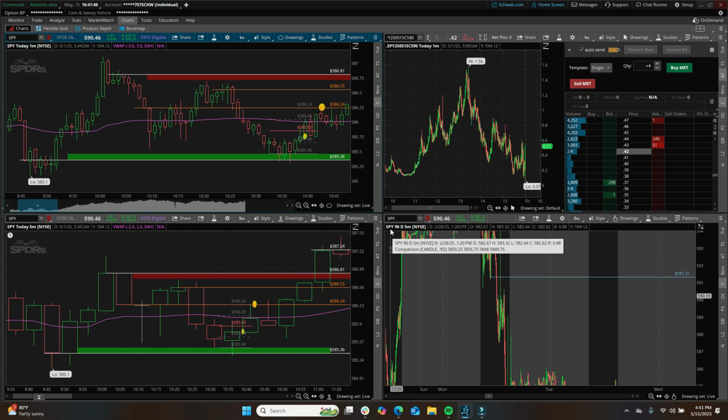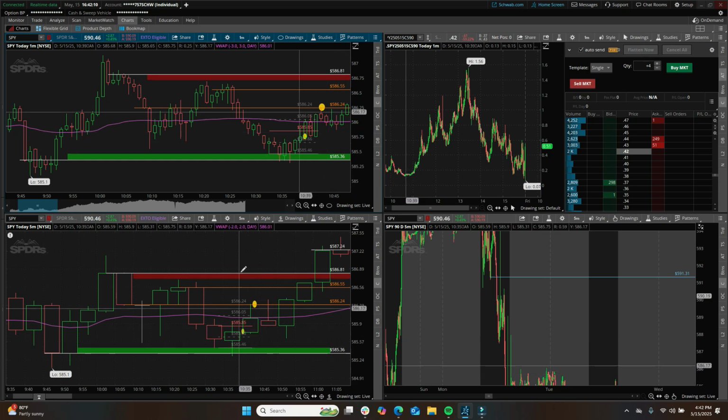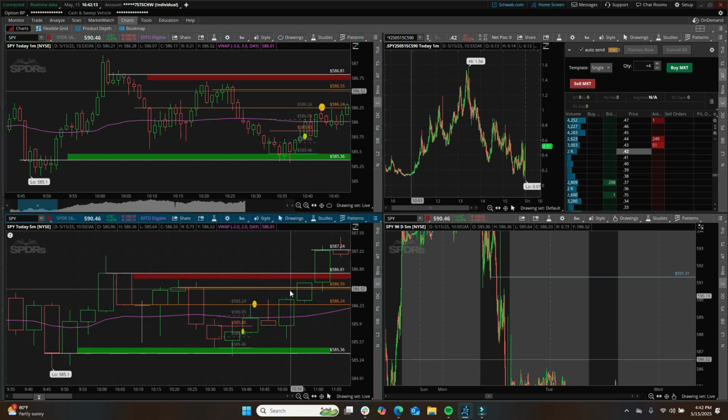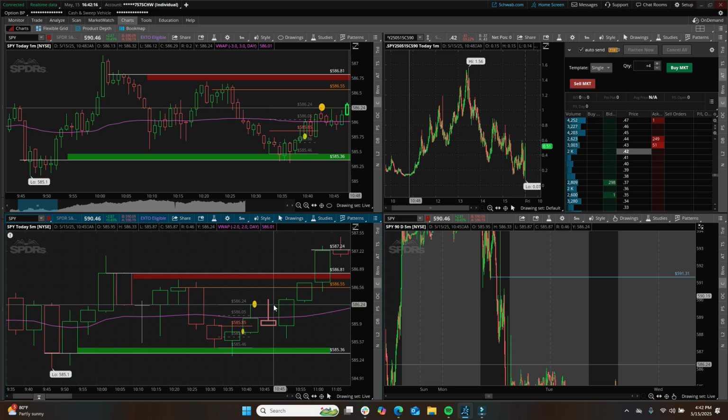I'm not sure what the profit would have been there, but it would have been something. 585.85 to 586.24 is a pretty good profit. So you're talking probably 17 to 18 cents on a SPY value, depending on where you enter. So that was a trade I missed. And if you look at the rest of the day, it just went up. You already saw the whole chart.